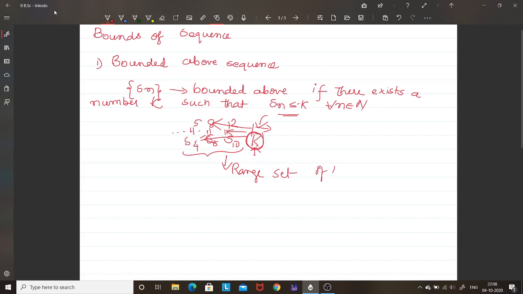The range set of the sequence is bounded above. Range set of the sequence is bounded above, they say.